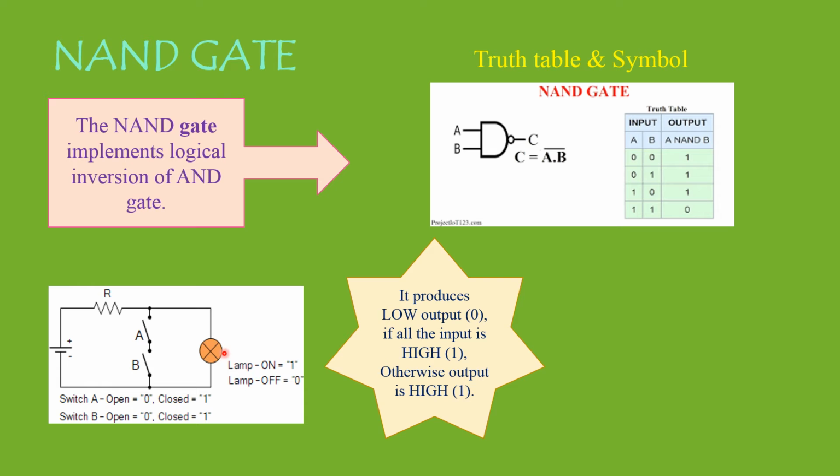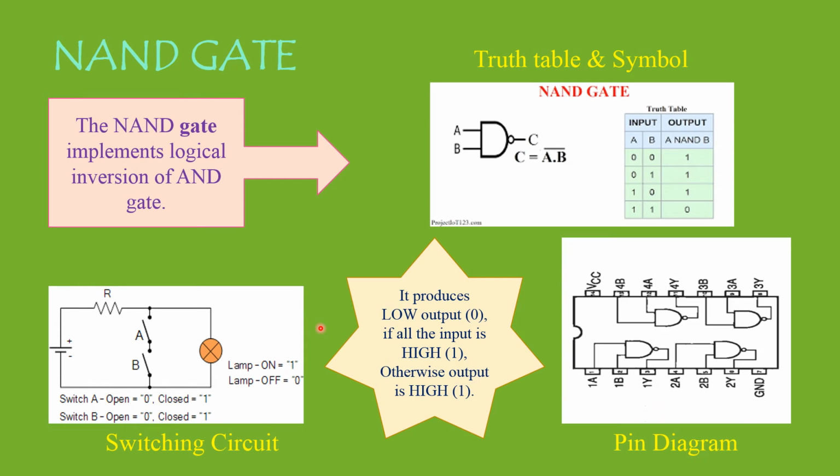So coming to your IC. What is the IC used for your NAND gate now? It's nothing but IC 7400. IC 7400. So here also you will have four NAND gates within a single IC.